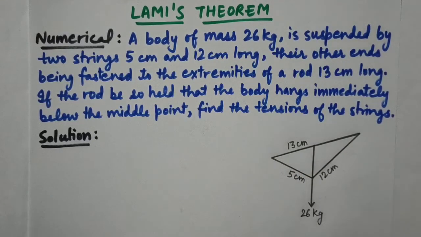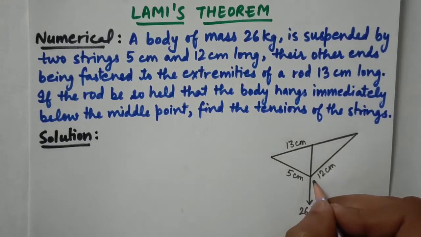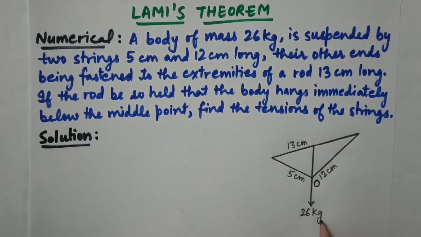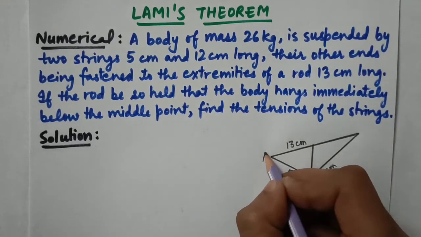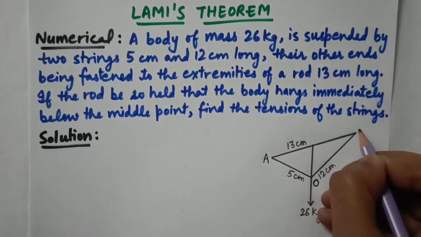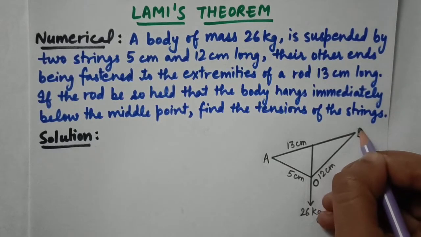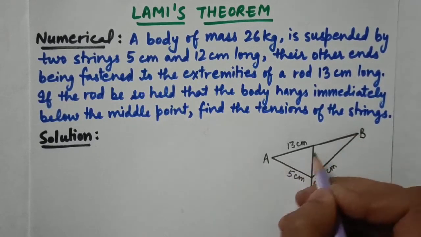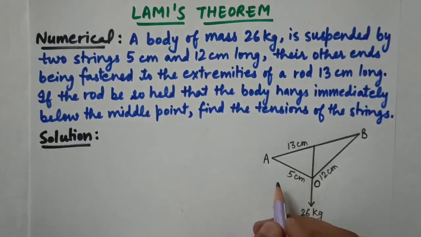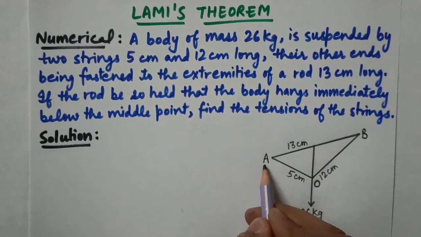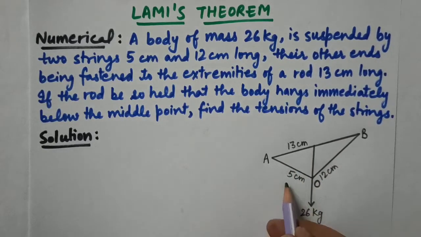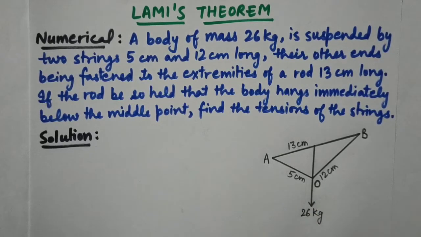So to make it easy for us, let us assign some alphabets to the points. Let this point from where the body of mass 26 kg is hanging with the help of two strings be called O, and let this point be A, and this point be B. So now we have a rod AB of 13 centimeter, and there are two strings OA and OB that are of 5 centimeter and 12 centimeters respectively.